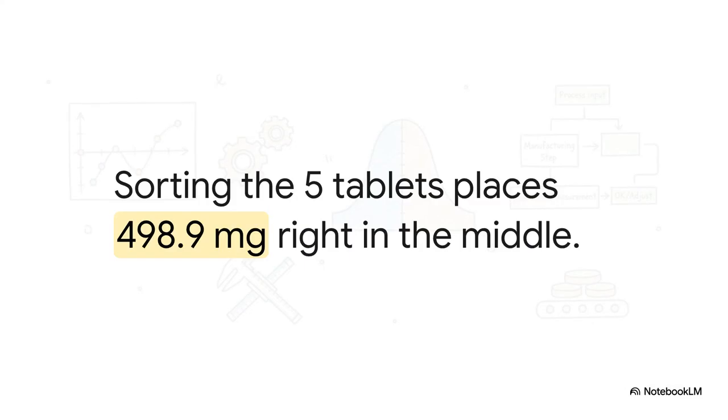So let's apply that to our 5 Meridian tablets. We sort them from lightest to heaviest. Since we've got 5 tablets, the middle value is our third one. That value is 498.9 milligrams. Notice how it's slightly different from our mean of 498.96. The mean and median are giving us slightly different pictures of where our center actually sits.